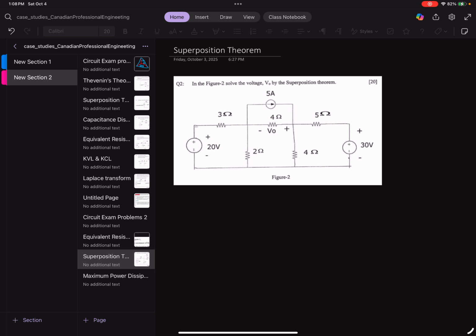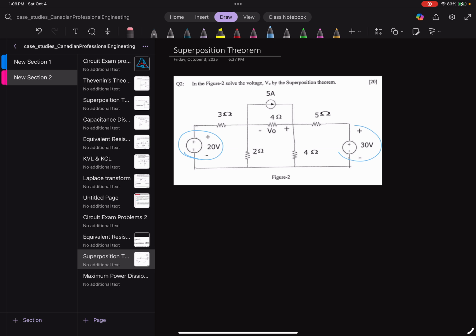Hi everyone, I'm back with another practice example. In this one, it says use the superposition theorem to find V naught in figure 2. Okay, so let's solve for this one. When you hear superposition theorem, you have to see how many sources you have. We have one here, and then one here. Okay, and then with the current sources, this is how it works.